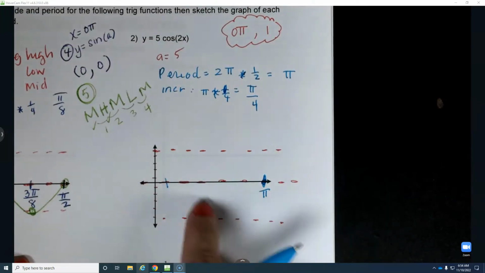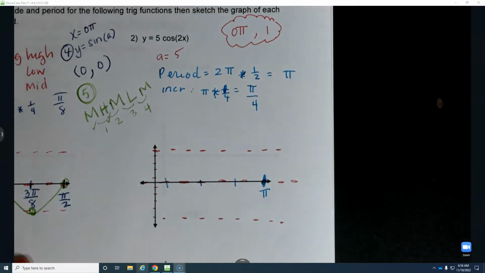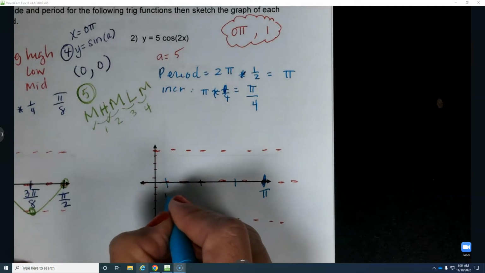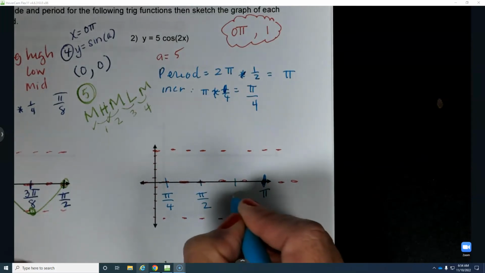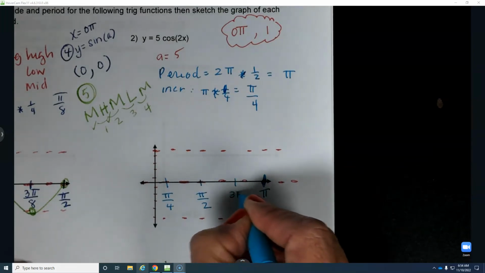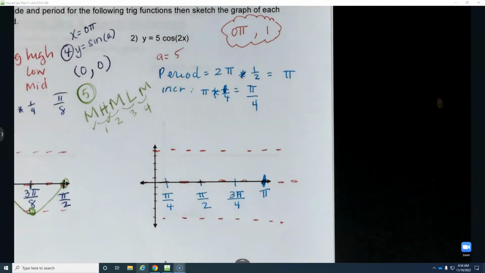So let's space it out here. That's 1, there's 2, there's 3, there's 4. Okay. So here's 1/4, here's 2/4, guys, that's a half. Here's 3/4. There's 4/4, which is a whole. There's your pi. All right, great.